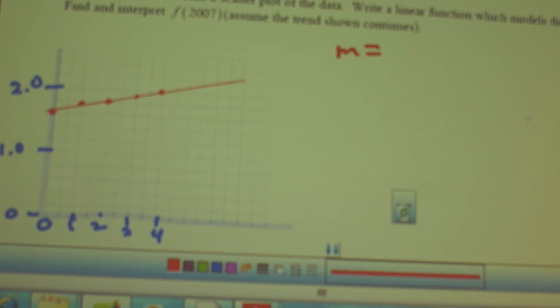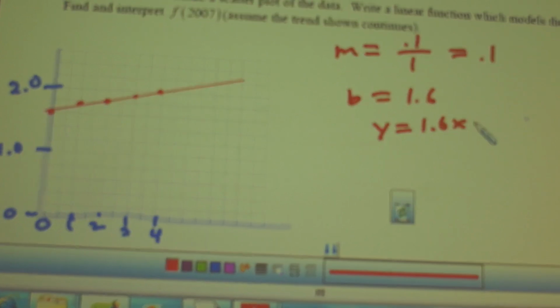M is my change, right? So my rise is 0.1, my run is 1, right, from 2 to 3, so that my m is 0.1. Now my b is my initial amount, so that's 1.6. Good? So then we just have y equals 1.6x plus 0.1.